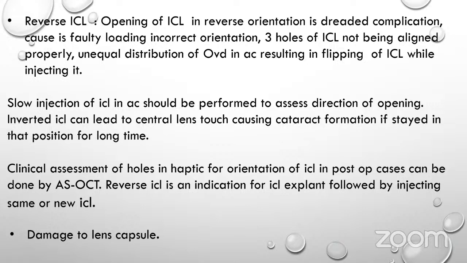Inverted ICL can lead to central lens touch, causing cataract formation if it stays in that position for a long time. Clinical assessment of the holes in the haptic for orientation of the ICL in post-op cases can be done by anterior segment OCT. Reverse ICL is an indication for ICL explant, followed by injecting the same or a new ICL.